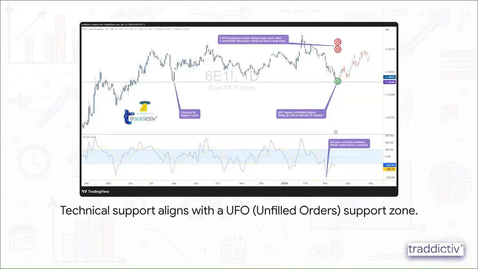And here's the final piece, the kicker. That green oval highlights a zone of unfilled orders, a UFO support zone, and it lines up perfectly with our classical support level. So now we have the trifecta: structural support, oversold momentum, and institutional order flow all converging in one precise area. This is the power of confluence.